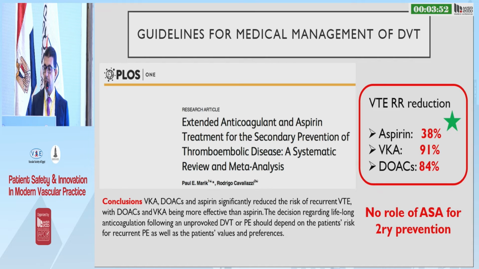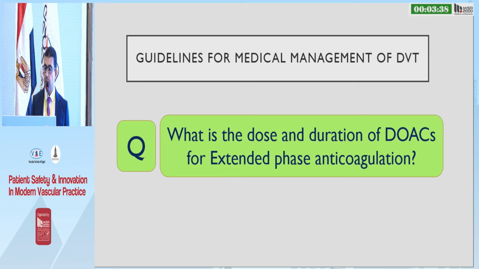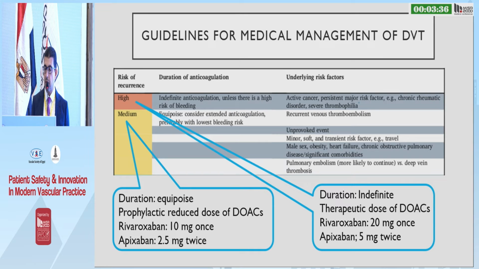We compared aspirin, vitamin K antagonists, and the DOACs, and it was found that aspirin has a very low VTE recurrence relative risk reduction, 38%. So no role of aspirin for secondary prevention. We use the vitamin K antagonists and the DOACs. What is the dose and the duration of DOACs for the extended phase anticoagulation? This again depends on the risk stratification.